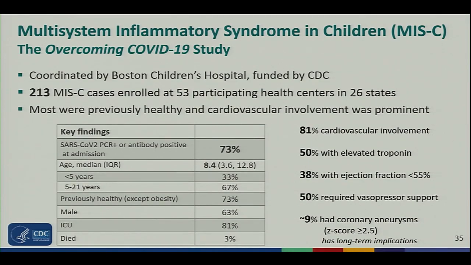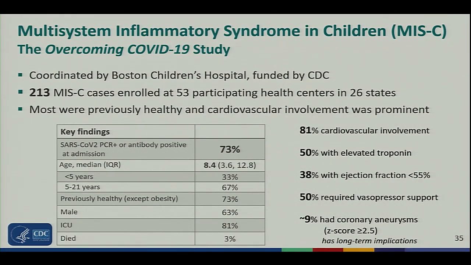Information from MIS-C in the US has been collected through the Overcoming COVID-19 study, coordinated by Boston Children's Hospital and funded by CDC. There were 213 MIS-C cases enrolled at 53 participating health centers in 26 states. Most were previously healthy, with a median age of 8.4 years. 73% were PCR or antibody positive at admission.